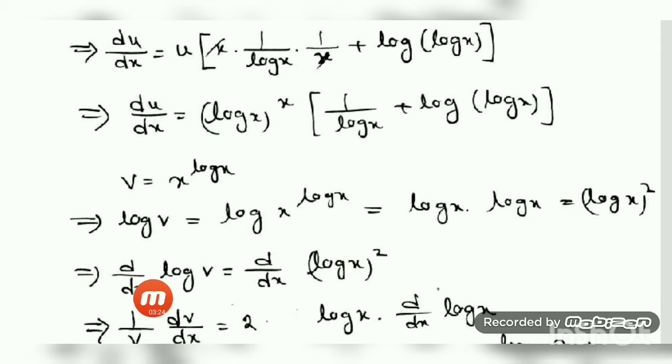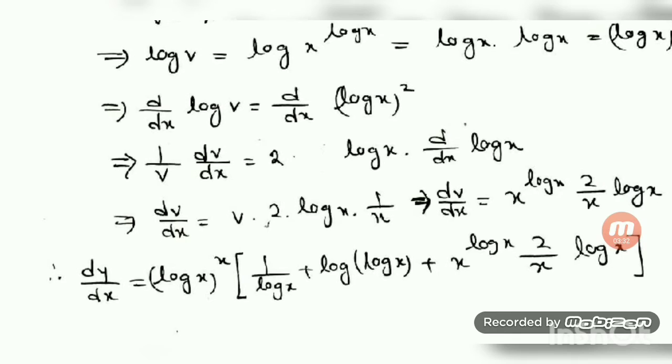Then I have taken logarithm, d/dx of log v is equal to d/dx of (log x) whole square. So on the left side, derivative of log v is equal to what? 1 by v dv/dx. You think of it as x and this becomes the x to the power 2 formula. x to the power 2 gives 2 into x to the power 1, d/dx of log x, because you think of log x as x. So dv/dx equal to what? v you bring to the right side, 2 log x, and d/dx of log x is 1 by x. Then dv/dx equal to v, substituting we get x to the power log x into 2 by x into log x. After that we just substitute the values of du/dx and dv/dx to get dy/dx.